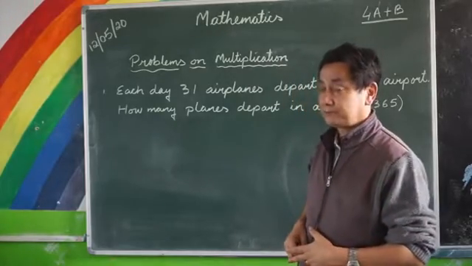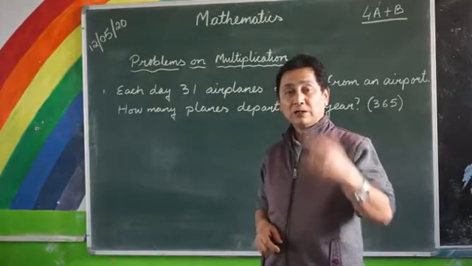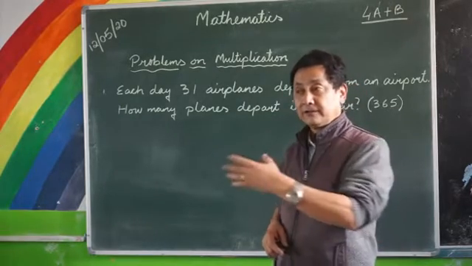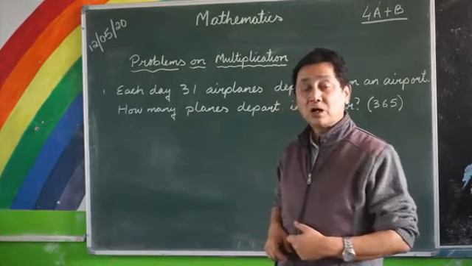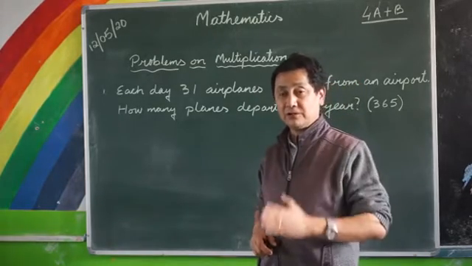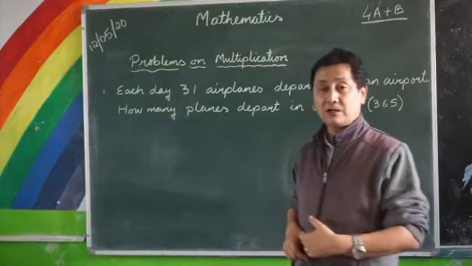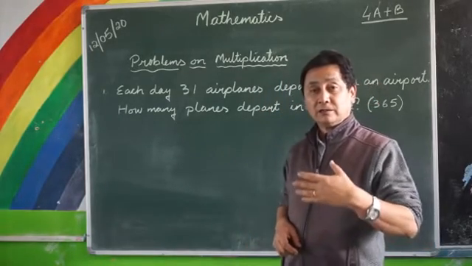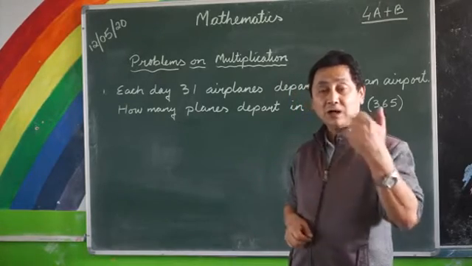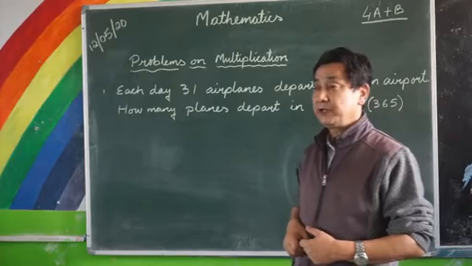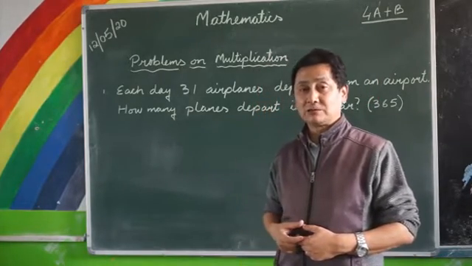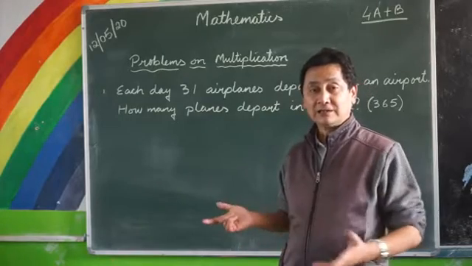Let's try another one. 1 chocolate costs 5 rupees. Okay? 10 chocolates cost how much? 5 tens are 50. Very good. Some of you got it. Now let's try another one. 1 packet of sweets costs 100 rupees. So how much will 6 packets cost? So easy, no? 100, 600, 600.